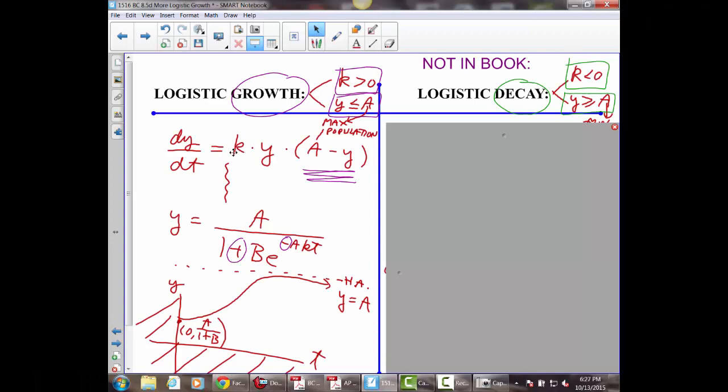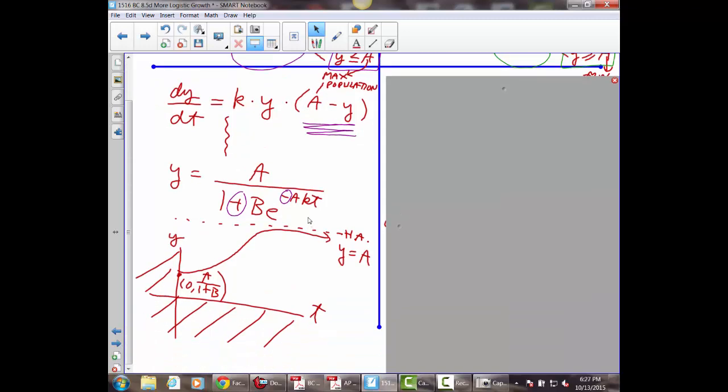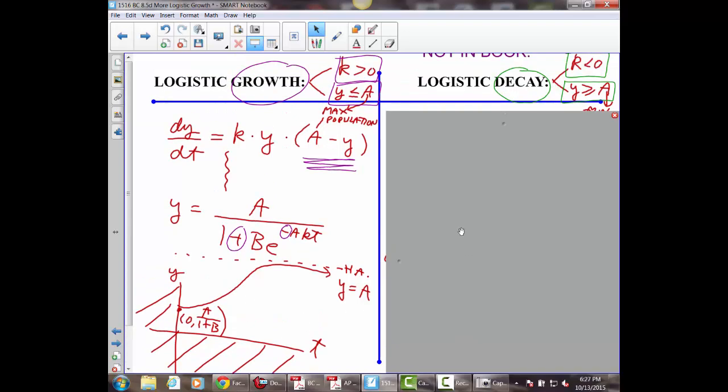Key things about logistic growth is the K will be positive and the Y will be less than or equal to A because A will be the maximum population. This is what the equation becomes. Once you solve the differential equation, that's what the graph looks like.